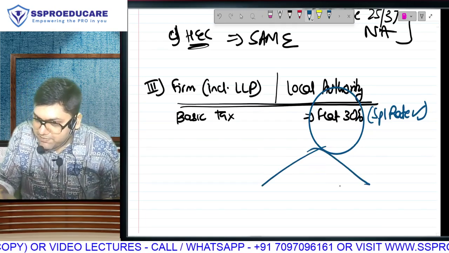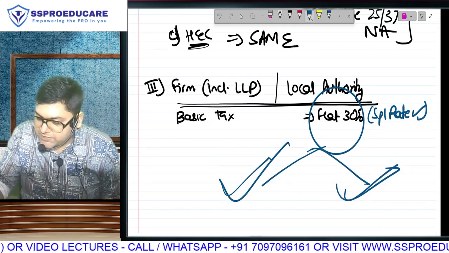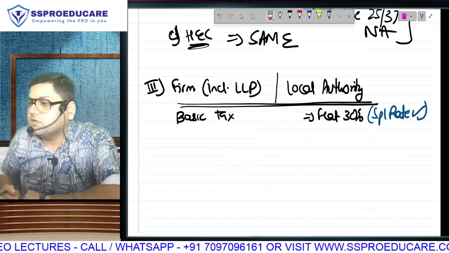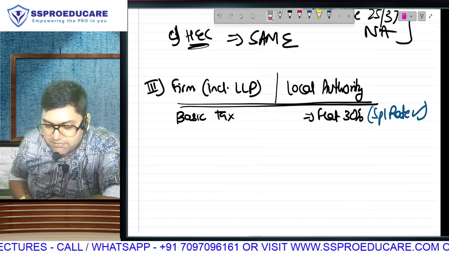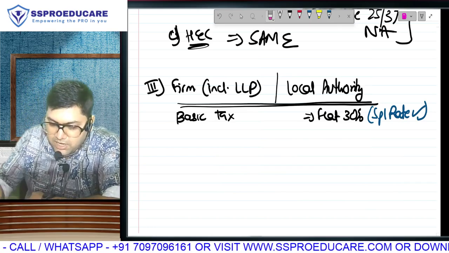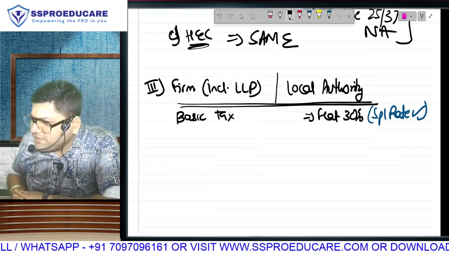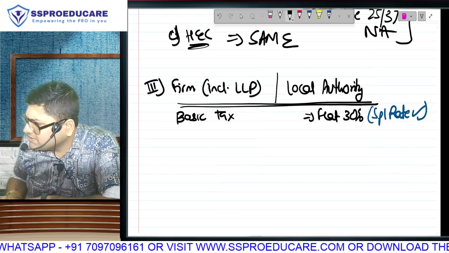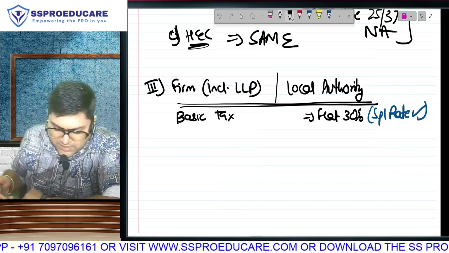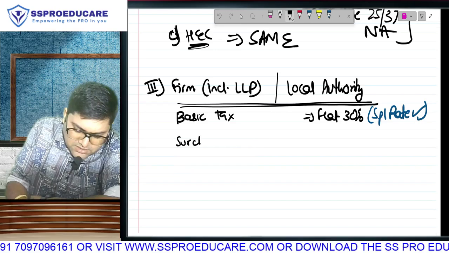We always split our income into normal rate, special rate. Special income will go in special rate. Only 30% will apply only on your normal income. Basic tax will be flat rate of 30%. Correct? After basic tax, shall we not waste time in discussing rebate? Are you okay with that? Because we are aware now that rebate is not applicable. So let's go to next, surcharge.